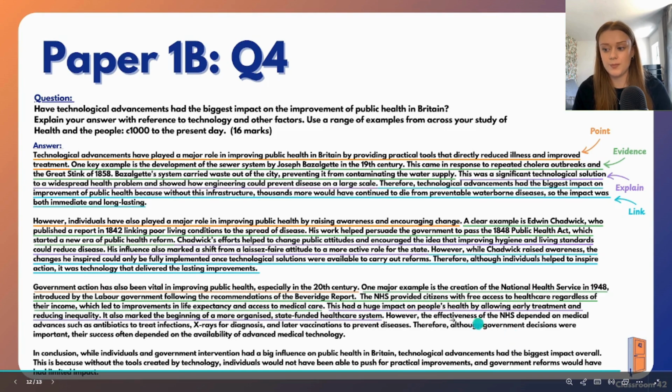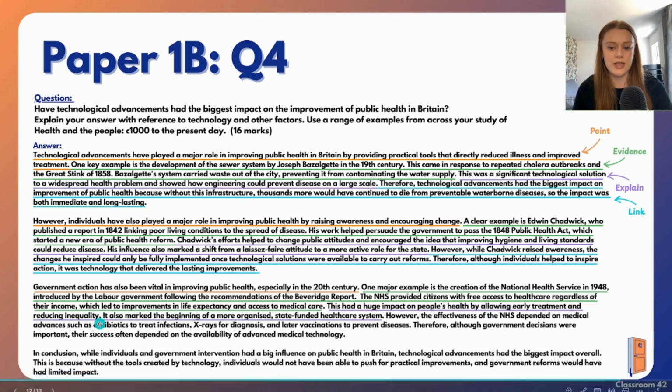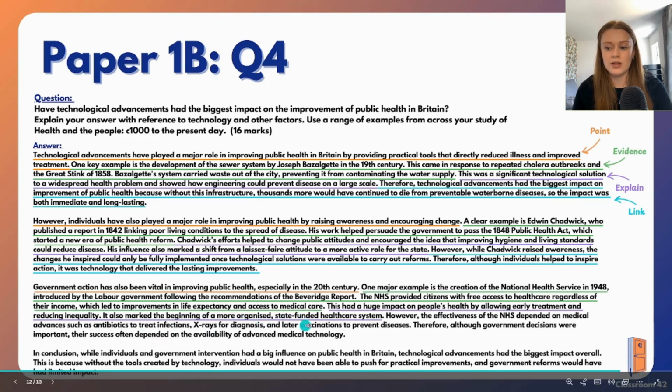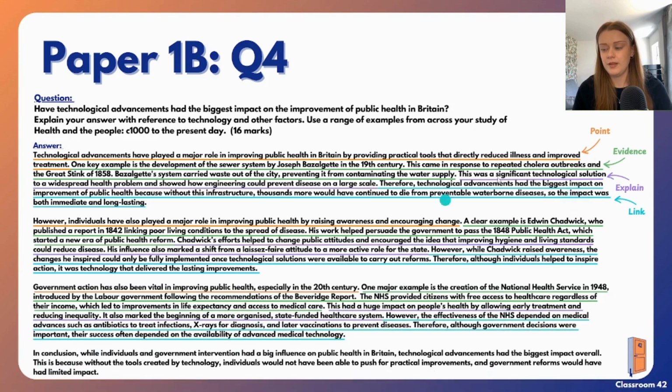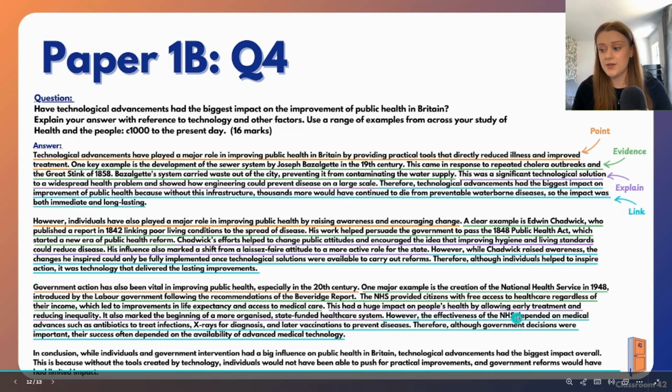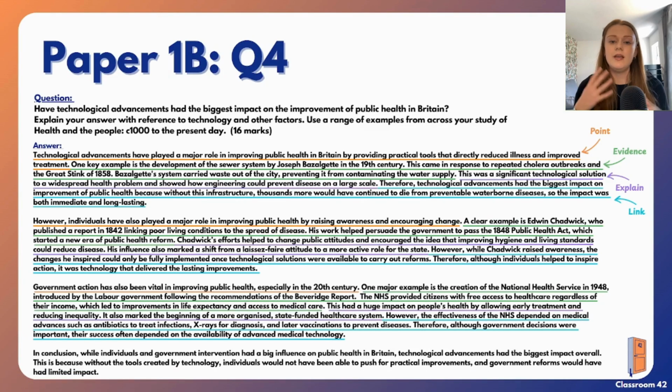So this had a huge impact on people's health by allowing early treatment and reducing inequality. Also about the beginning for a more organised state-funded healthcare system. Then again, we are just linking back to the question, linking back to technology, which we think is the most important factor. However, the effectiveness of the NHS depended on medical advances such as antibiotics to treat infections, x-rays for diagnosis, and later vaccinations to prevent diseases. Therefore, although government decisions were important, their successes often depended on the availability of advanced medical technology. So once again, we're saying, although this is an important factor, without technology, it wouldn't have been able to make as much progress.